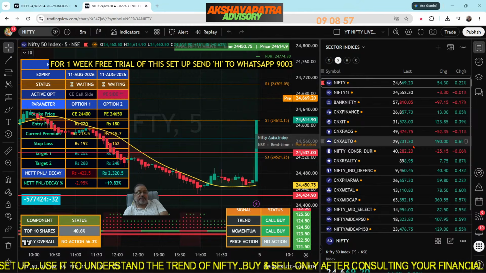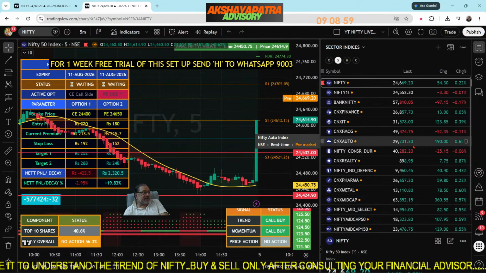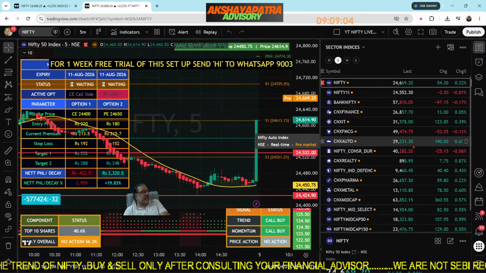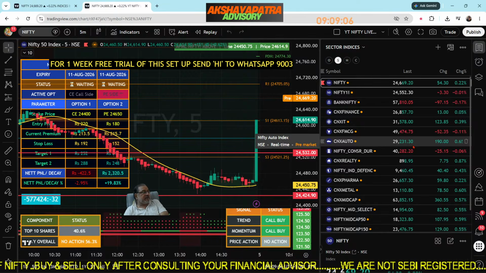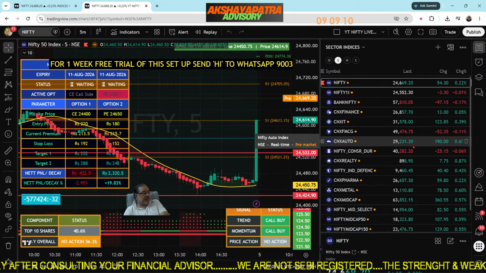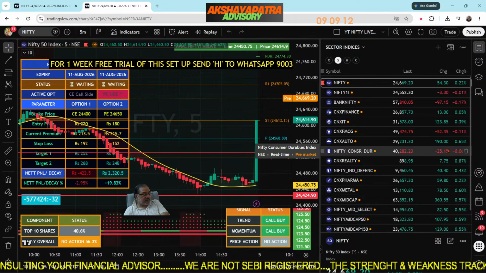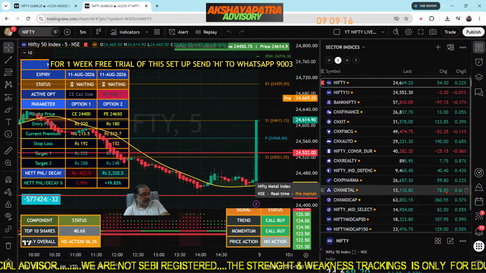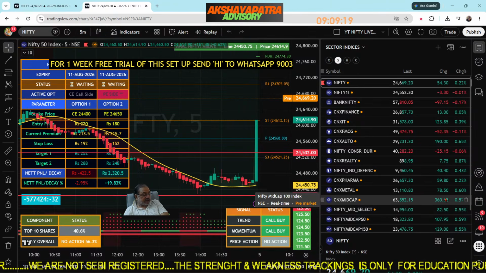Otherwise, auto is up. Obviously, auto will be up because crude is now below $80. If it stays and closes today below 80, then the next target is 70 only. So people will lap up auto today. And Nifty, defense, pharma, metal, etc.